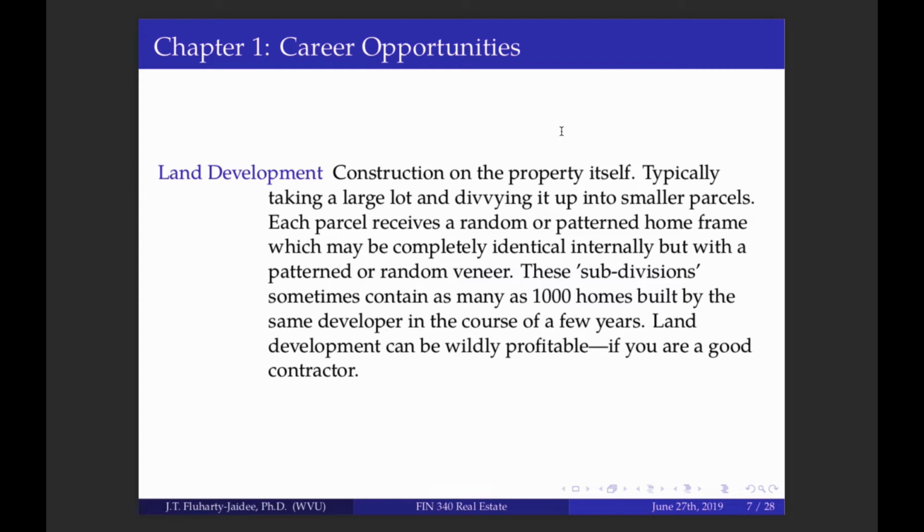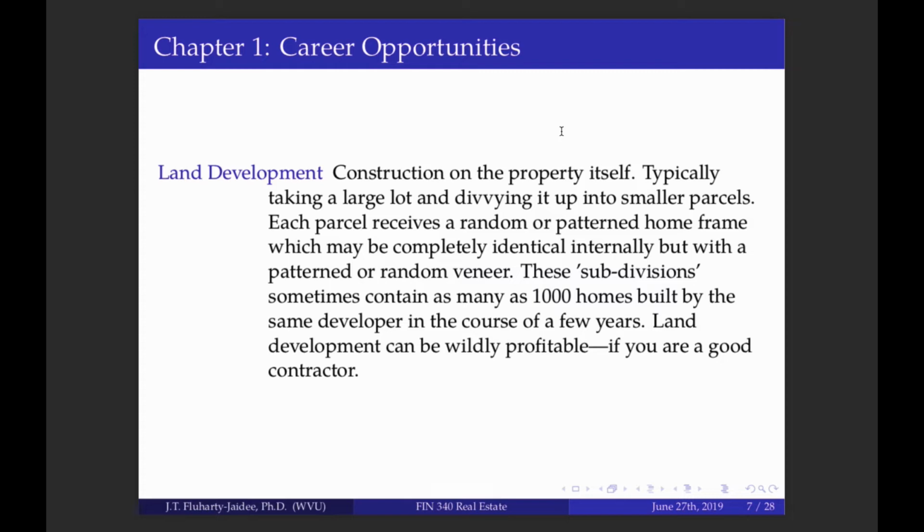So they construct the walls ahead of time, ship all of the walls at once, and simply put them together on site. So you can build up to 1,000 homes in the course of only a few years, which is a very quick development plan.